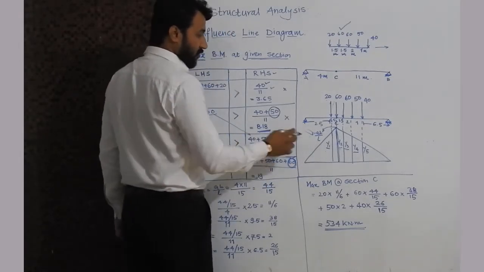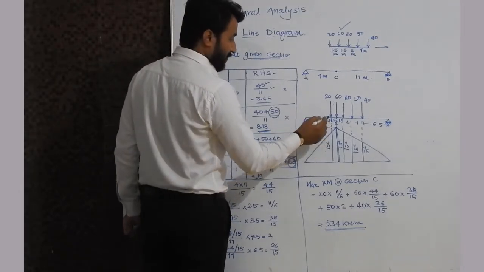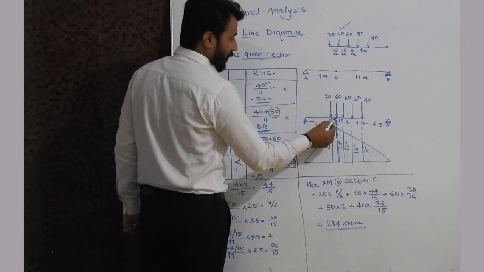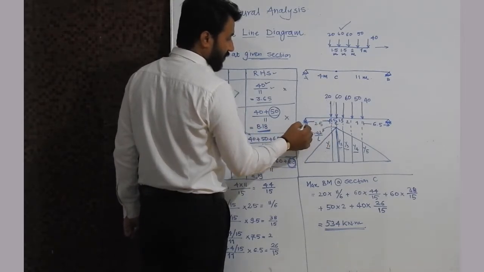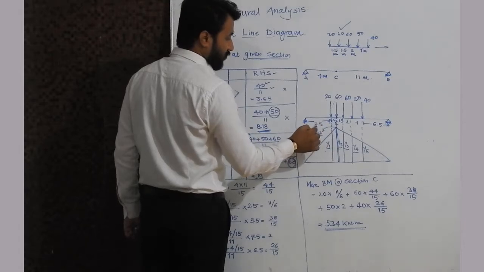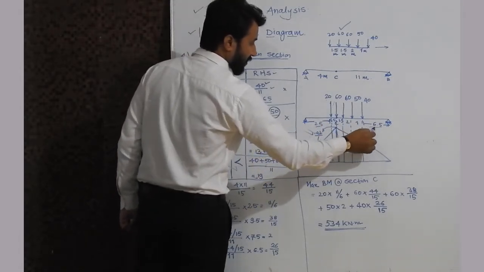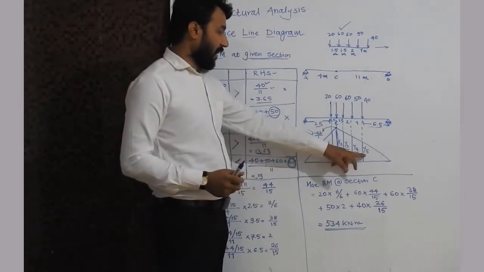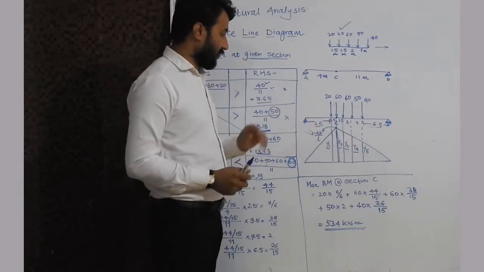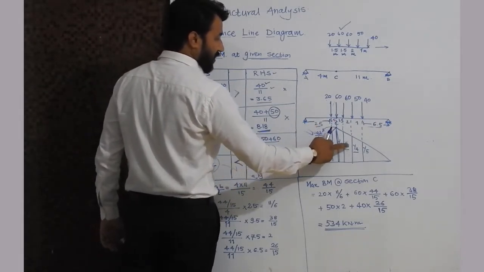Before getting into the calculation of Y1, Y2, Y3 and Y4, we will calculate the remaining distances. At a distance of 1.5 meter there is one load, 20 kilonewton. So the remaining distance will be 4 minus 1.5, that is 2.5. And on the right hand side, the remaining distance is 6.5. These distances are a must when we are calculating the values of Y1 and Y5, so we have to calculate them first. Okay, now we will move to the calculation of Y1, Y2, Y3, Y4, Y5.